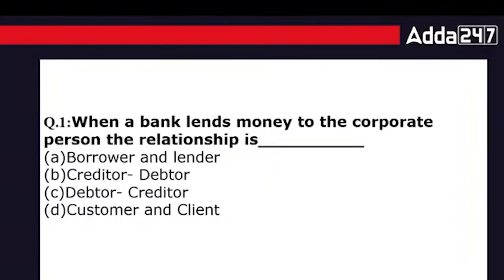So let's see the first question here. When a bank lends money to a corporate person, the relationship is what? Tell me, what is the right answer of this first question? I'm just seeing your comments also. Please give your answer also. The options are borrower and lender, creditor and debtor, debtor and creditor, and customer and client. Tell me, what is the right answer?